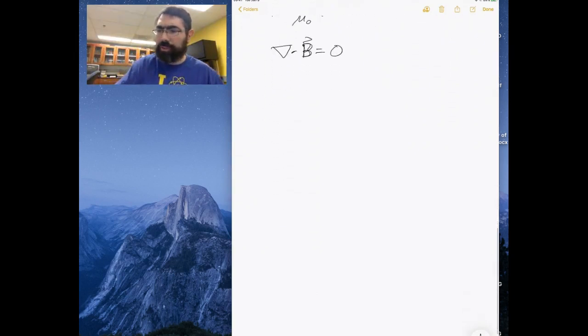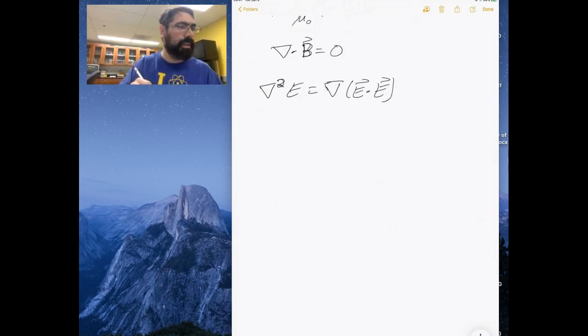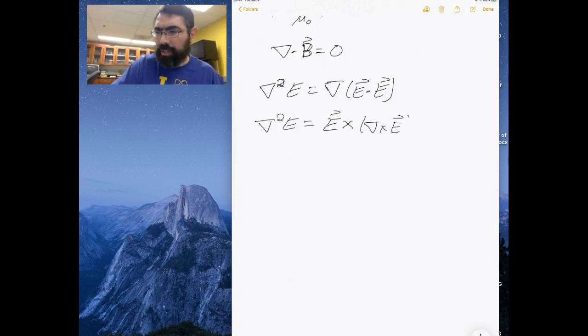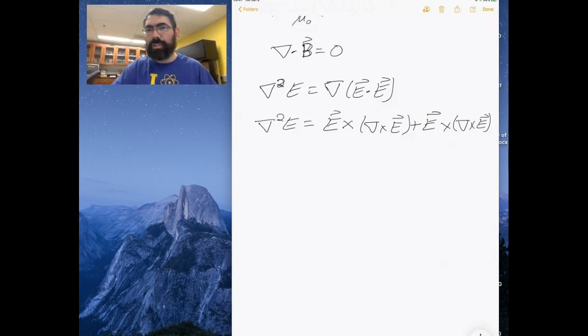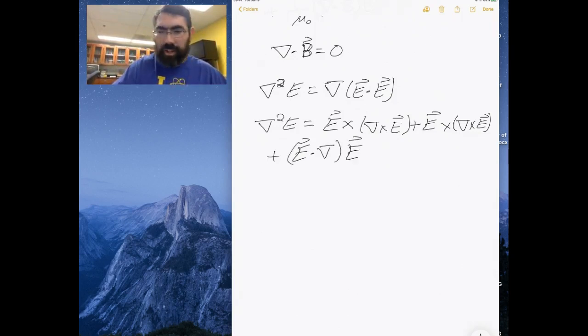So then I can do another substitution. The Laplacian of E is the gradient of E dot E. And then from product rule 4, this Laplacian of E is E crossed into the curl of E plus E crossed into the curl of E again, because that's essentially the gradient of E dot E. So I get repeated plus E dot del E plus E dot del E again.